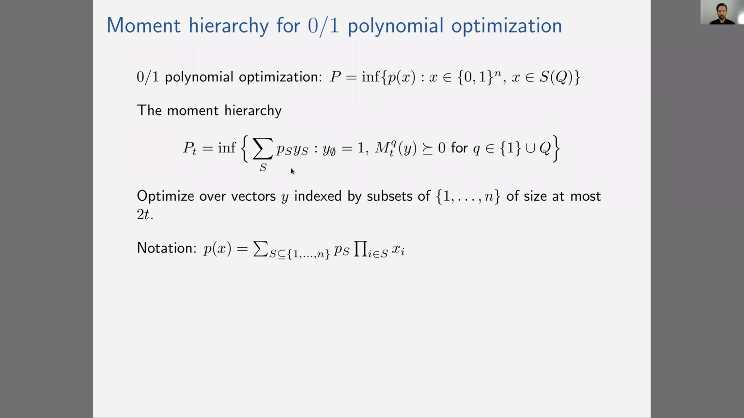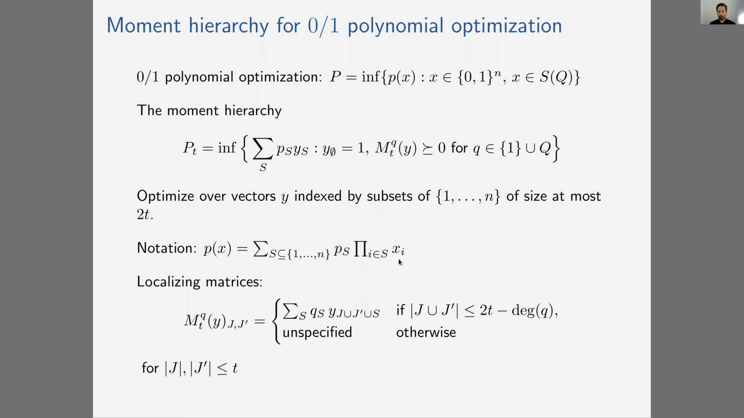Just to explain this notation again, p sub s is the coefficient of that monomial. And we assume that there are no variables occurring with a power higher than 1. We can always make that assumption if we're working with a binary optimization problem.